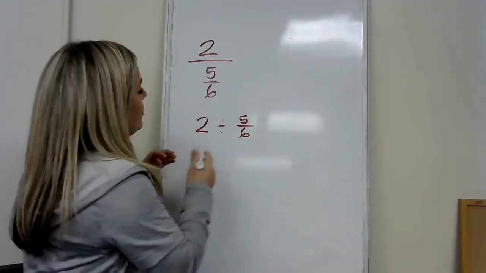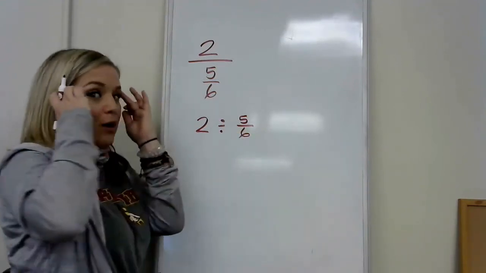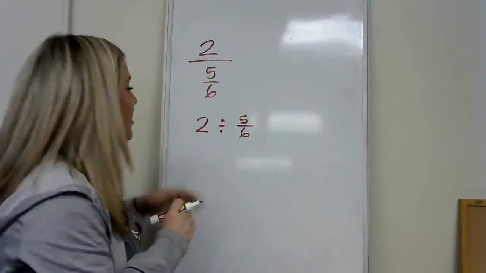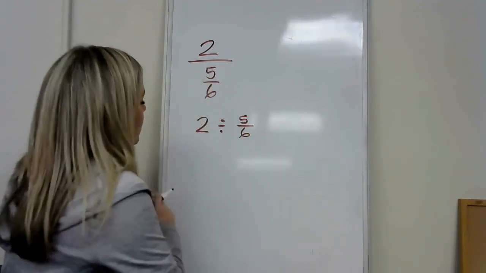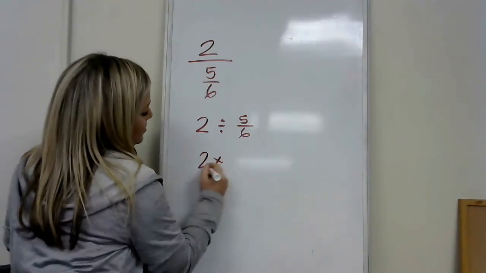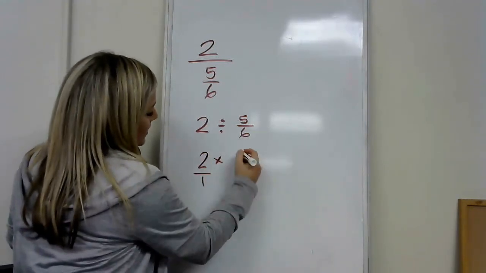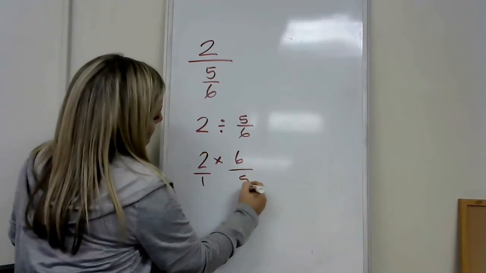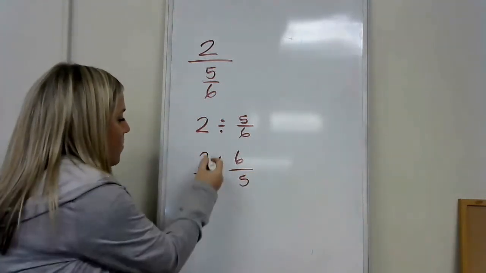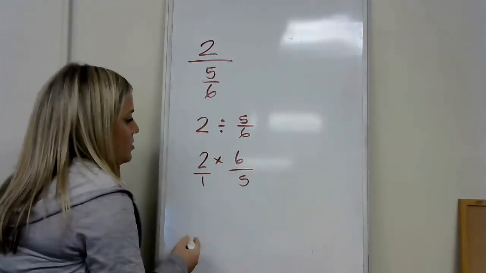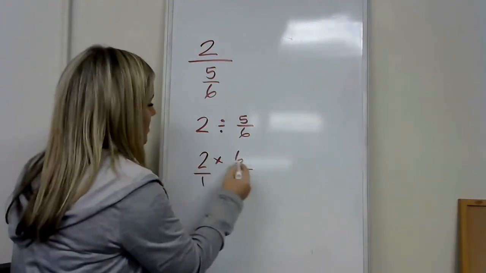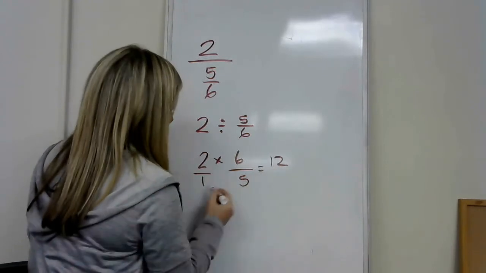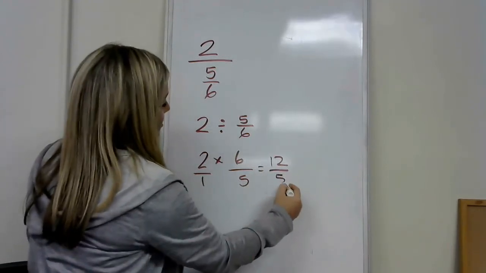I feel like if you can make it look better for your brain, it's not as scary. This is not as scary as that, okay? So, dividing fractions, don't ask why. Flip the second number and multiply. Nothing can cross reduce. So when I get done multiplying this is going to be as small as it can get. Okay, 2 times 6 is 12, and 1 times 5 is 5.